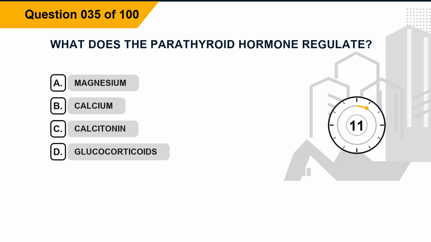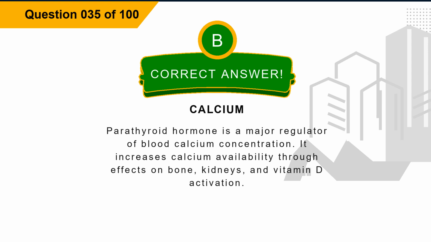Question 35. What does the parathyroid hormone regulate? Option A. Magnesium. Option B. Calcium. Option C. Calcitonin. Option D. Glucocorticoids. The correct answer is option B. Calcium. Explanation. Parathyroid hormone is a major regulator of blood calcium concentration. It increases calcium availability through effects on bone, kidneys, and vitamin D activation.